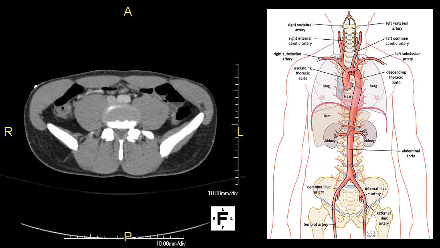Let's orient ourselves one last time as we exit the abdomen. Again, we're right at the bifurcation of the abdominal aorta into the common iliac arteries, right about there.